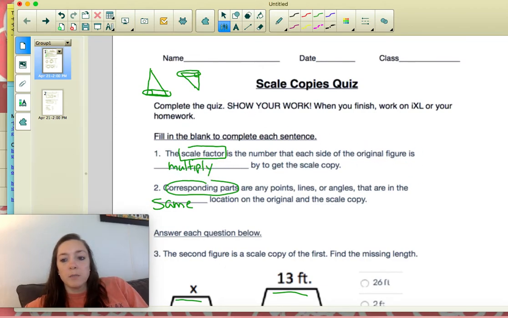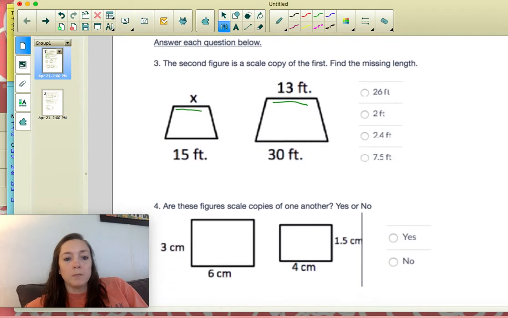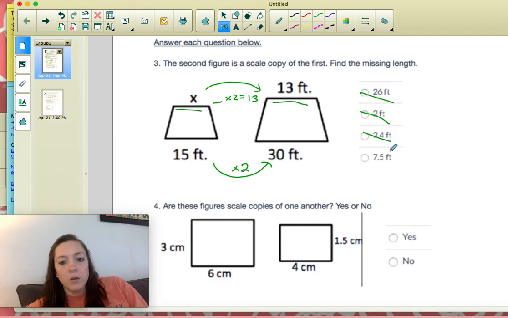So for this first example, the second figure is a scale copy of the first. Find the missing length. We have to figure out, what am I multiplying by to go from 15 to 30? Well, 2. So whatever I do to that, I have to do the same thing here. Some number times 2 equals 13. Well, what is that? It would not be 26. It would not be 2. 2 times 2 is 4. 2.4 times 2, no. But 7.5 times 2 is 13. So x would be 7.5 feet.